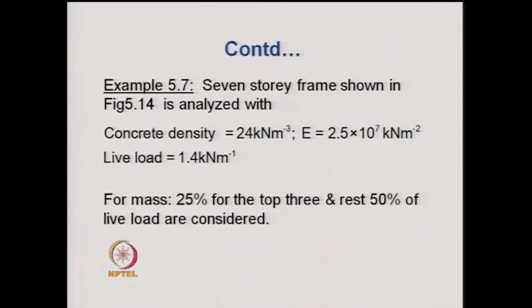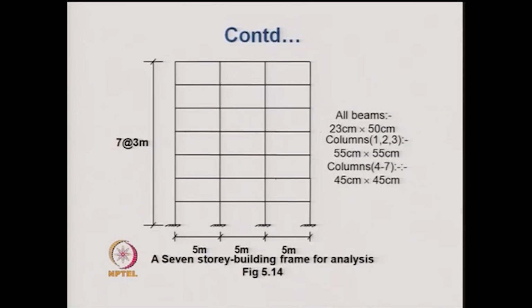An example problem is solved using the code provisions in the codes that I have just discussed. It is a 7-story frame which is shown in this figure. All beams have a dimension of 23 centimeter by 50 centimeter. For the first 3 floors we have 55 centimeter by 55 centimeter column size, and for the upper floors the column sizes are 45 centimeter by 45 centimeter.